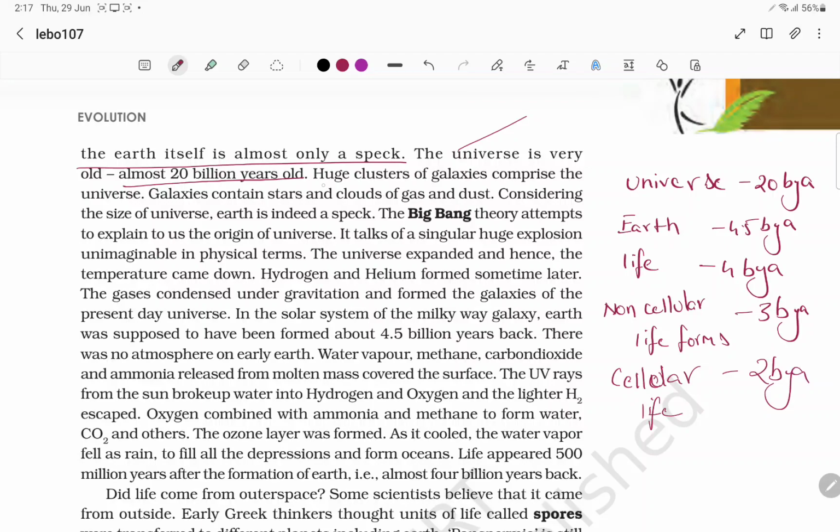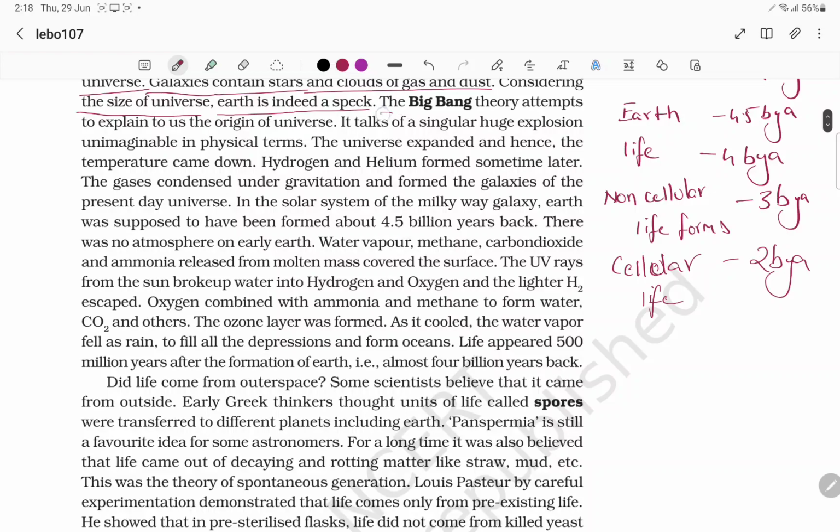Huge clusters of galaxies will be there in the universe. Like the solar system, many different solar systems will be there in the universe. The galaxies contain stars, clouds of gas and dust. Considering the size of the universe, the Earth is indeed a speck.